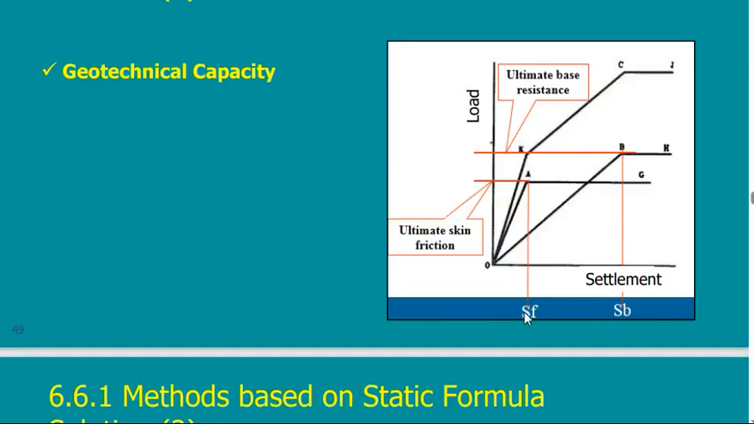Okay, you need this part very quickly in Arabic so that you can memorize it when you go home. To draw these charts, in the example or in the problem, you are going to be given this point A and this point B. Point A represents the friction part of the pile, and point B represents the ultimate base resistance. I mean the base resistance.